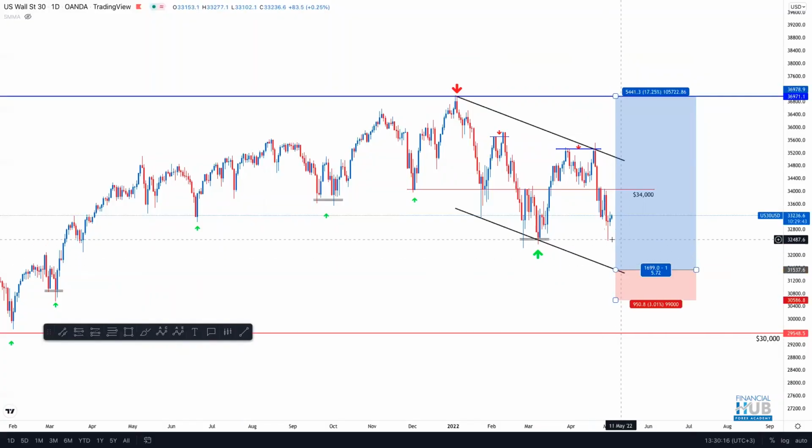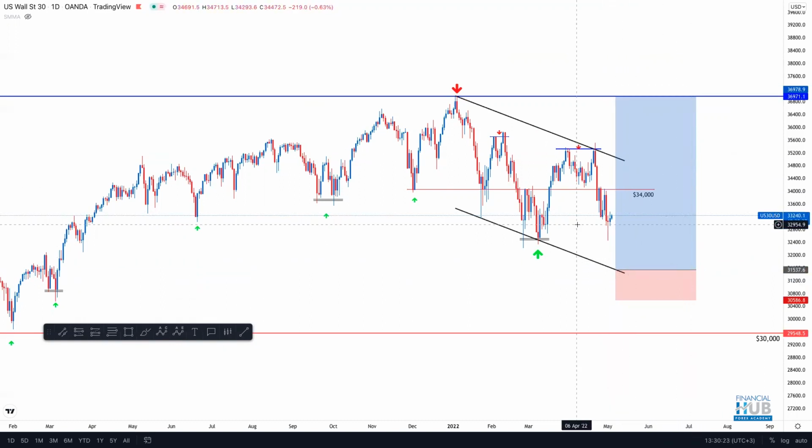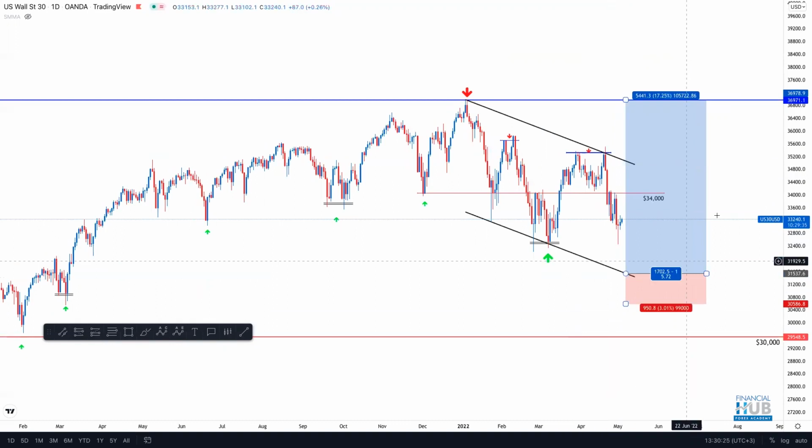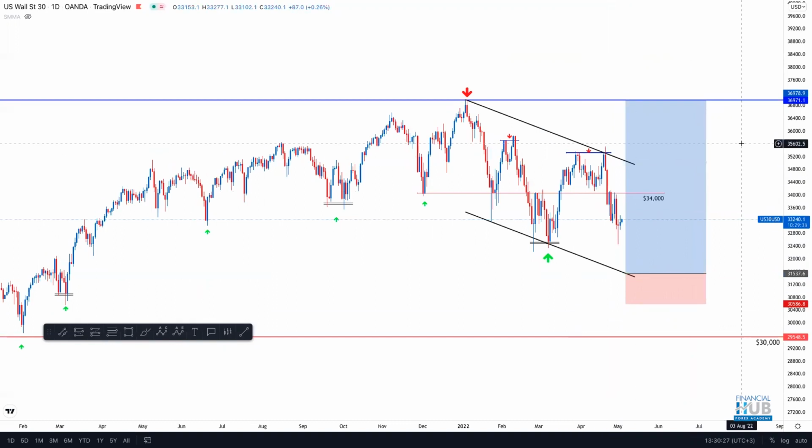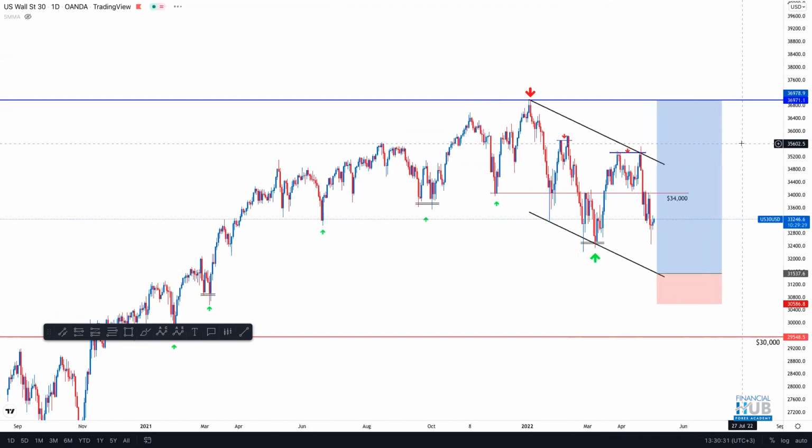Okay, that's what I'll be paying a lot of attention to, around this level, more or less a region around that level. I'll be looking to see if you can get a buy position, a good risk reward of 1:5 back to the upside to the previous high at around the $37,000 mark. Okay, so that's what I'll be watching on this one.